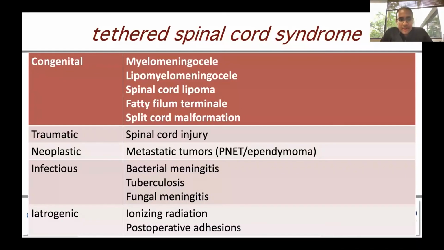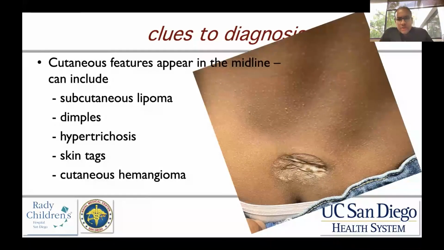They can also occur because of a spinal cord injury. So in the setting of trauma, they can also occur in the setting of a tumor, metastatic tumor or primary tumor. They can also occur in the setting of an infection: bacterial meningitis, tuberculosis, fungal meningitis. They can also occur in the setting of ionizing radiation or postoperative adhesions. So there's lots of causes for tethered spinal cord syndrome. So just because you've diagnosed someone as having a tethered cord doesn't mean they have a congenital problem, and vice versa, okay?